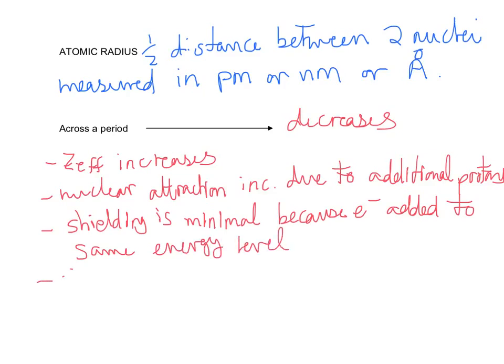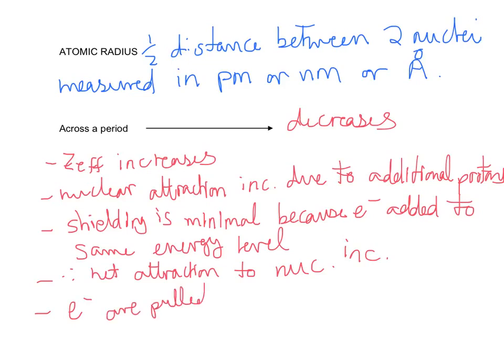And so therefore your net attraction to the nucleus increases, and so therefore the electrons are pulled closer to the nucleus, so atomic radius decreases.